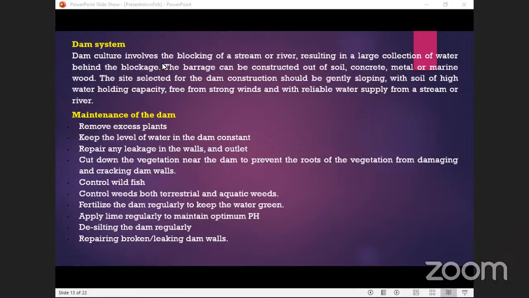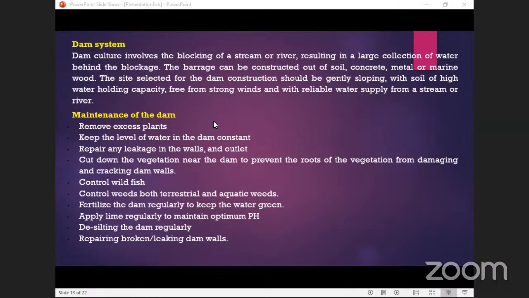Maintenance of the dam. Remove excess plants, keep the level of water in the dam constant, repair any leakage in the walls and outlet, cut down the vegetation near the dam to prevent the roots of the vegetation from damaging and cracking dam walls, control wild fish, control weeds, both terrestrial and aquatic weeds, fertilize the dam regularly to keep the water green, apply lime regularly to maintain optimum pH, desilting the dam regularly, and repairing broken or leaking dam walls.